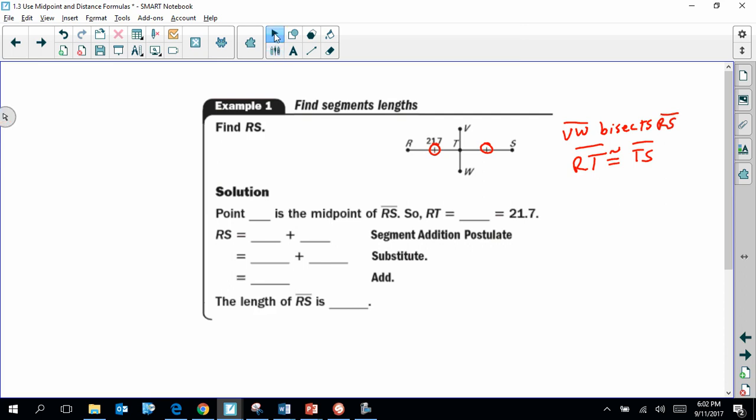So looking at it here, again, we can say that point T is the midpoint of the segment. So RT and TS have to be equal in length since they're congruent to each other. And using segment addition, we can recognize that the entire segment RS is equal to the two smaller parts. Substituting the values that we know for those segments gives us an overall segment length of 43.4 units from point R to point S.